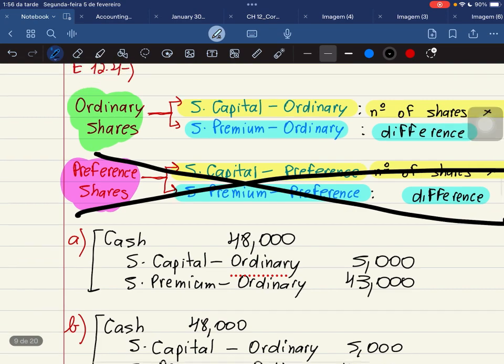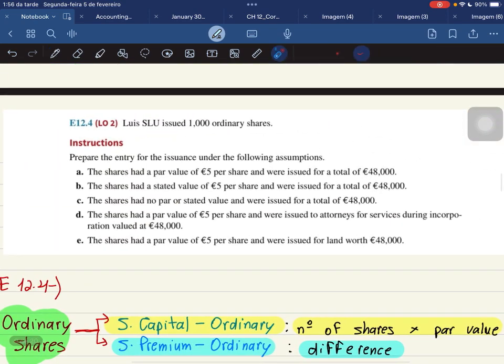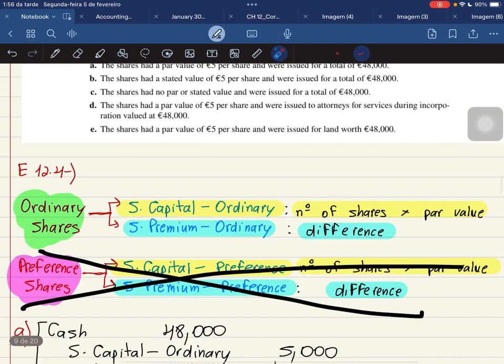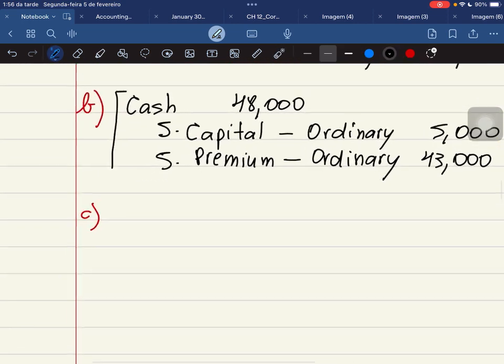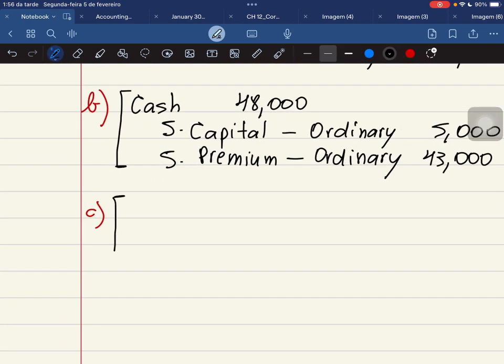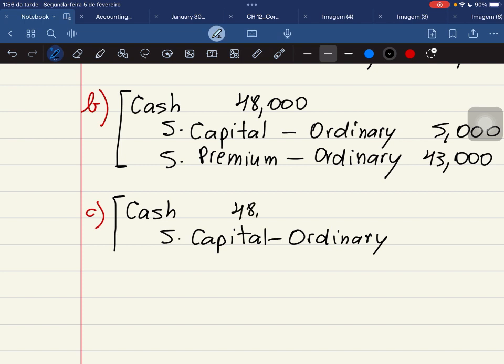Let's see letter C. The shares had no par or stated value and were issued for a total of $48,000. Well, in this case, since we don't have par value, we cannot calculate any difference, right? So we're just going to have cash and this one credited. Our cash has to go up because we're issuing the shares, and we're going to credit share capital ordinary with the issuance price, which was $48,000 for both of them.